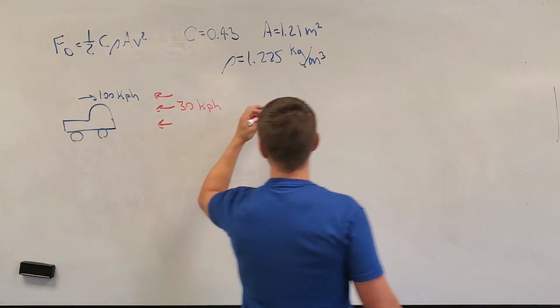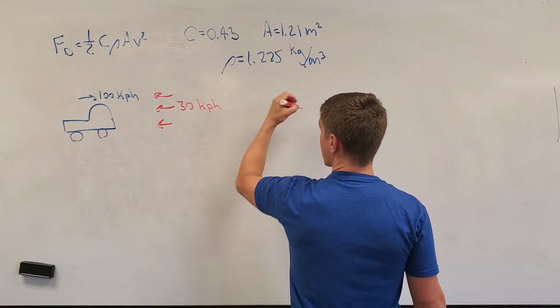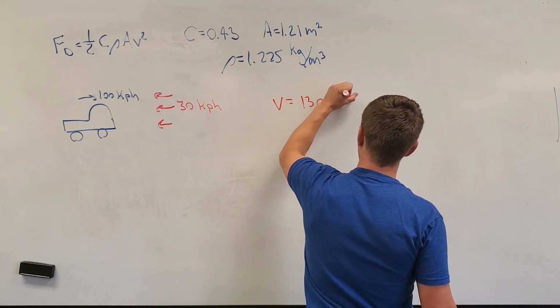So that means that we can say that the velocity of the truck with respect to the air is going to be equal to 130 kilometers per hour.